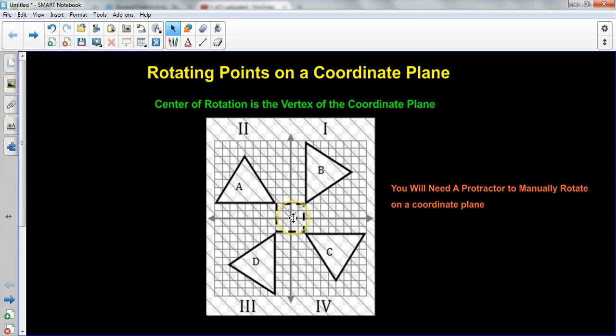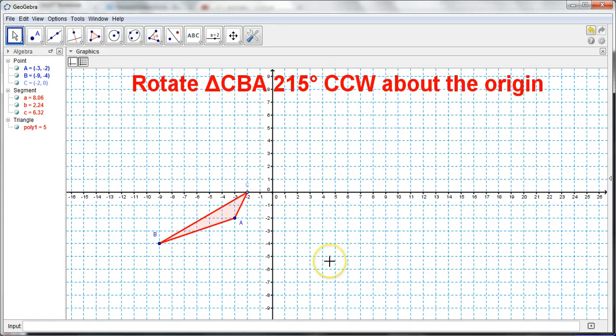origin. Okay. If you're going to do this by hand, you're going to need to measure the angle that we want to rotate. So you're going to need a protractor. All right. So I'm going to show you how we can do that. So let's say that we have a coordinate plane here. Some triangle. I'm calling it CBA. This triangle right here, and we want to rotate it, say, some degree.